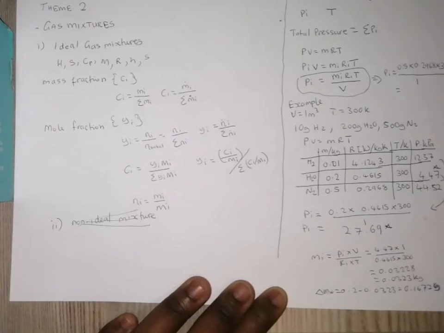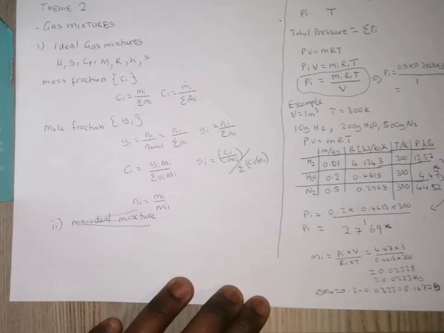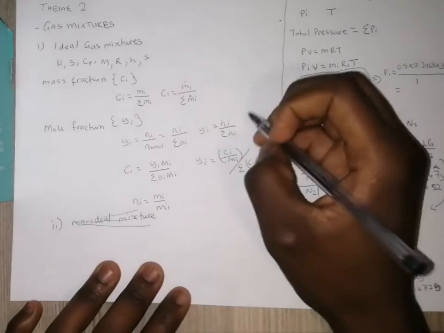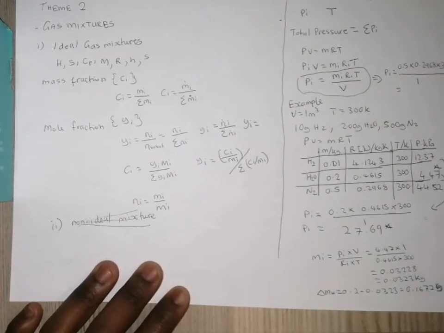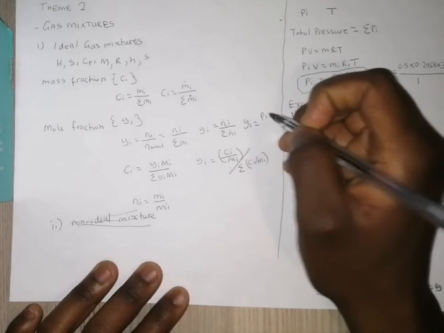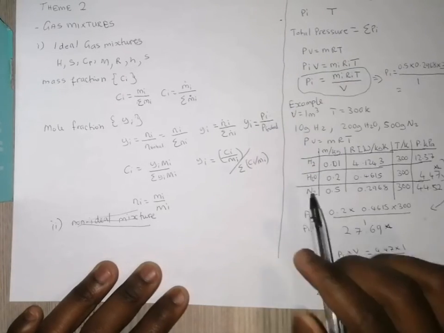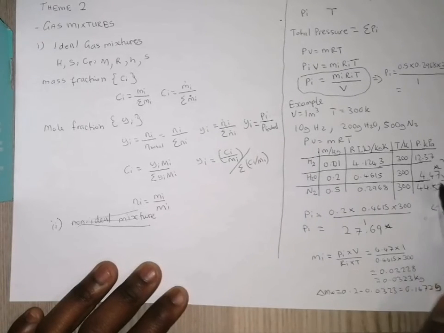0.1677 kgs. Then I also want to show you another method for finding Yi, which I forgot. So Yi can also be equal to, now that you have seen the partial pressure this side, Pi over P total, which is the partial pressure over the total pressure. So if we go this side, the total pressure is the summation, and then the partial pressure is one of them.